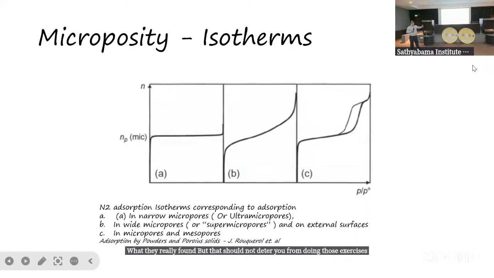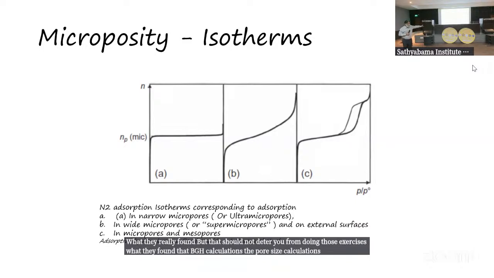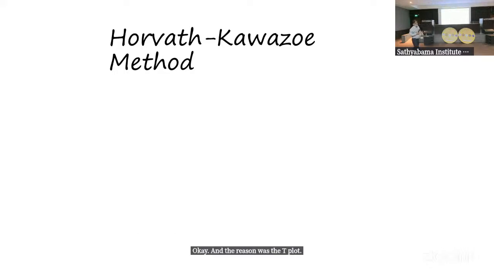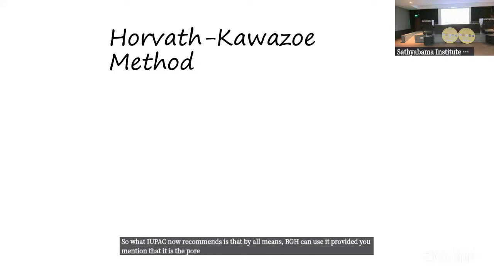What they found is that BJH calculations, the pore size calculations that we were studying so far, underestimated the pores. And the reason was the T plot being used. It was not the Kelvin equation. The Kelvin equation posed different kinds of limits, but the basic calculation had this T plot, which was a problem. So what IUPAC now recommends is that by all means you can use BJH, provided you mention that the pore size you are publishing is using BJH calculation. That's more important.